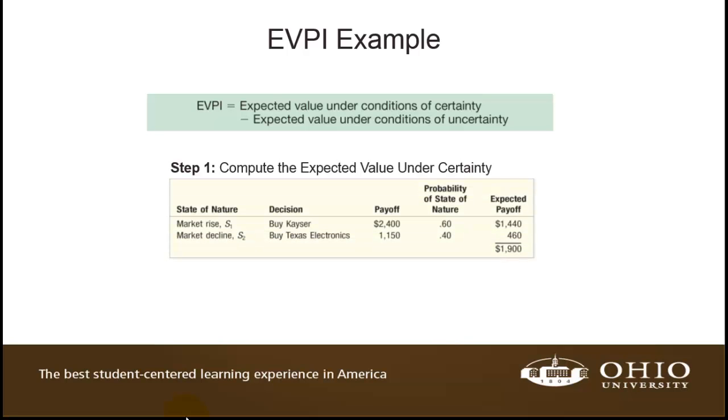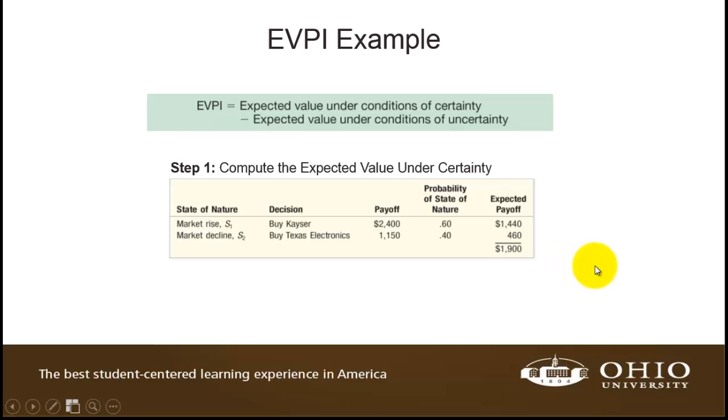So if you remember the payoff matrix, if we knew for sure that the market was going to rise, we would have selected Kaiser Chemicals and the payoff would have been $2,400. If we knew for sure that the market were going to decline, we would have chosen Texas Electronics with the payoff of $1,150. Given the probabilities of each of those states of nature, we can now calculate the expected value under conditions of certainty, and that turns out to be $1,900.